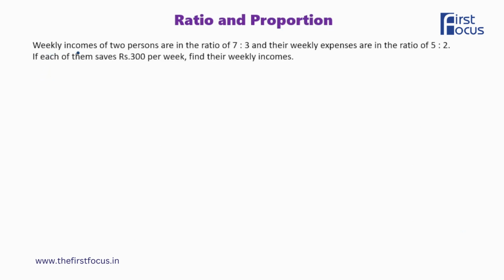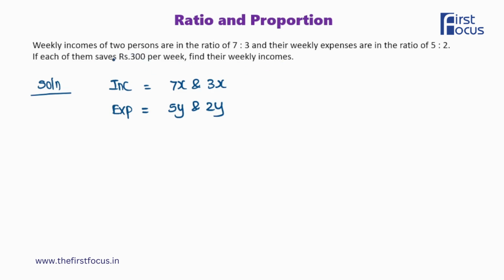See this question. Weekly incomes of two persons are in the ratio 7 is to 3, and their weekly expenses are in the ratio 5 is to 2. If each of them saves rupees 300 per week, find their weekly incomes. We take income as x and expense be y. So the income of first and second person be 7x and 3x. The expenditure of first and second person be 5y and 2y.